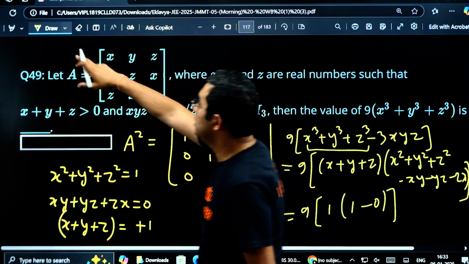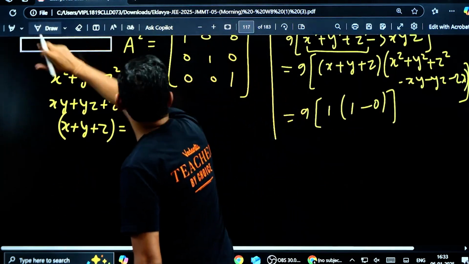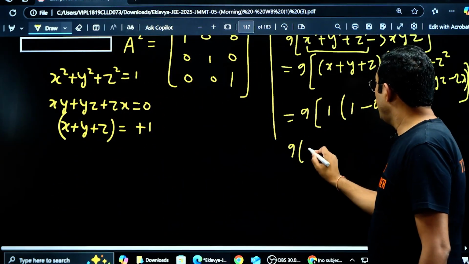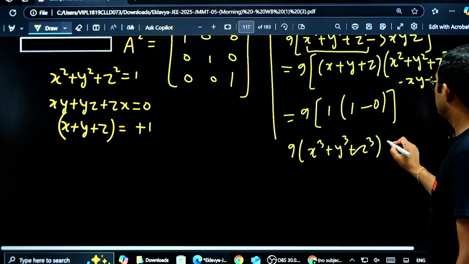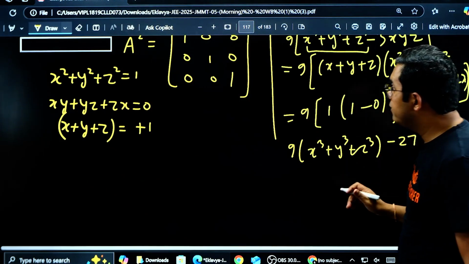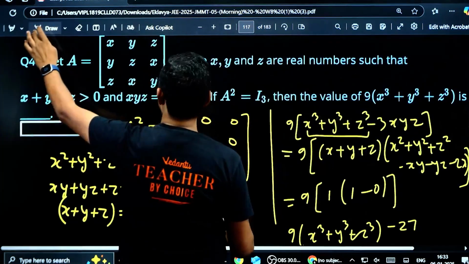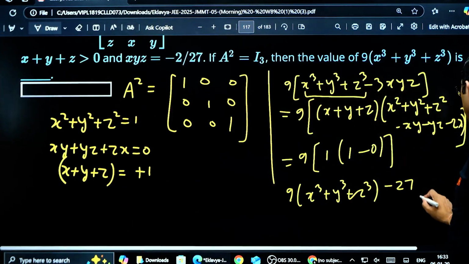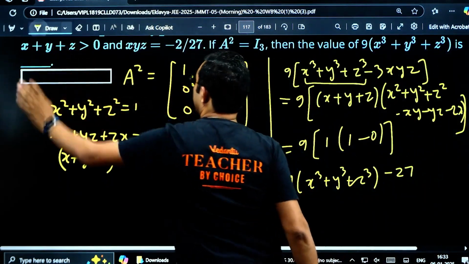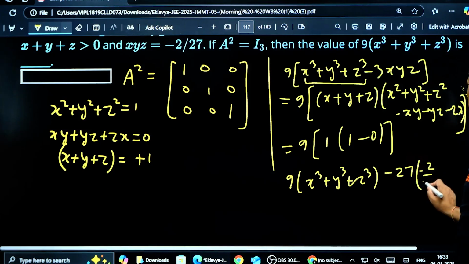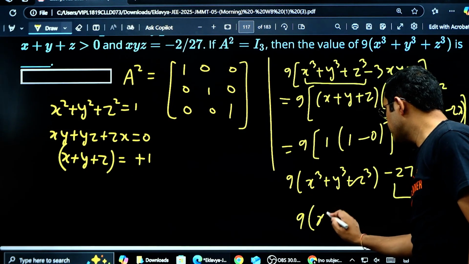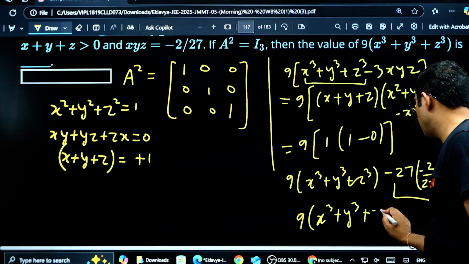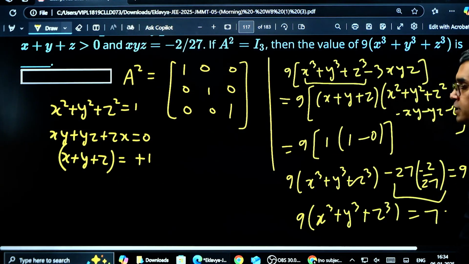So 9 times x cube plus y cube plus z cube minus 27 times xyz, and xyz they are giving as minus 2 upon 27, and that is equal to 9. So this will go to that side. So 9 times x cube plus y cube plus z cube is equal to 7. So the answer for this question is 7.